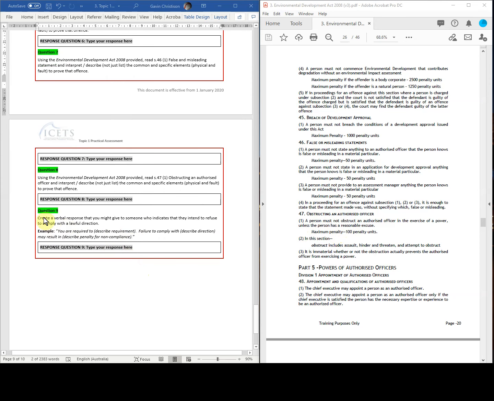And question 9, create a verbal response that you might give someone who indicates they intend to refuse to comply with a lawful direction. Now, if you in your organisation or in your regulatory role have a standard warning that you use, then feel free to use that and put that in as your response. Otherwise, follow the example that's given in the assessment document, and do not use language which could be labelled as threatening or inducing in your requirement. So there's a hint for you. Avoid language which might be seen to be threatening or inducing.